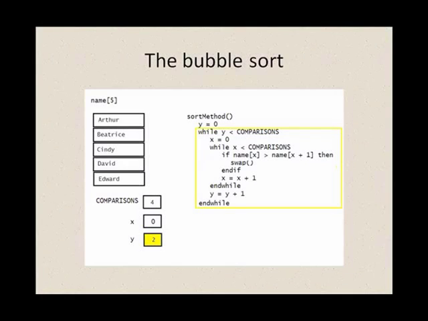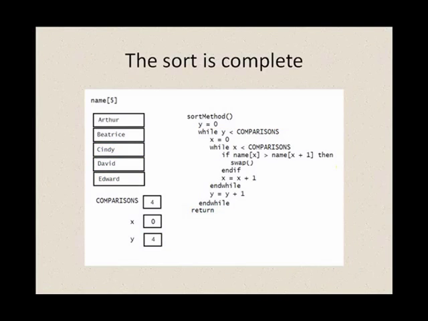In the worst case scenario, y would become 2 because we've been through the list a second time, and we would compare Arthur and Beatrice, leave them alone. Beatrice and Cindy, leave them alone. Cindy and David, leave them alone. David and Edward, leave them alone. Then y would become 3. We'd make all the comparisons again, and at the very end we would return, and the list is finally in order.